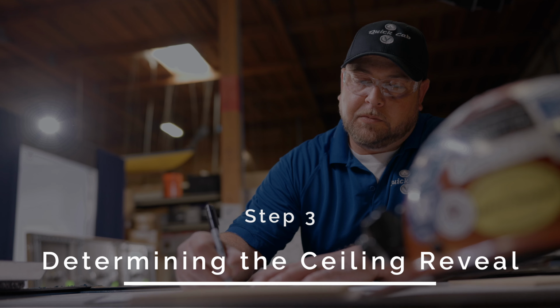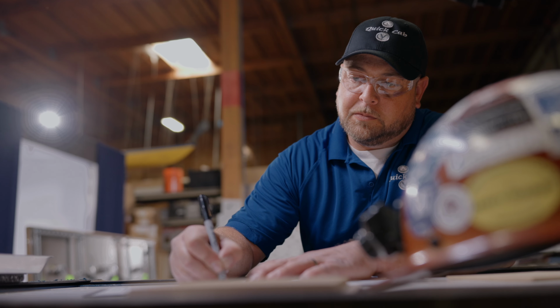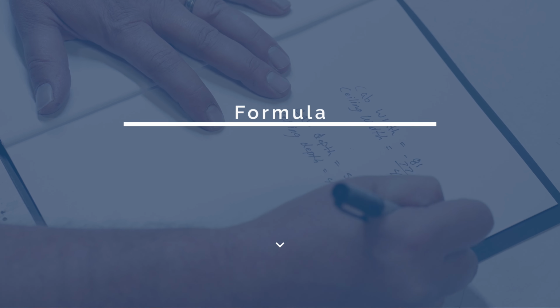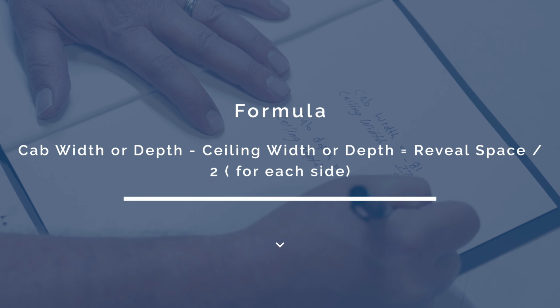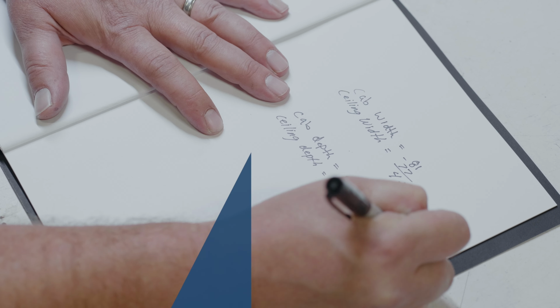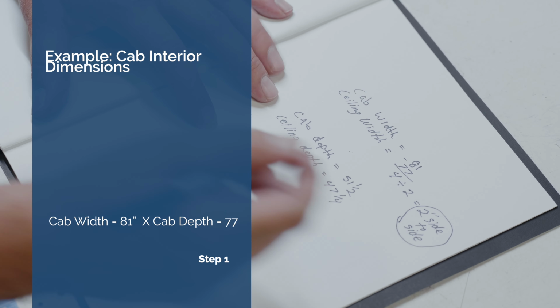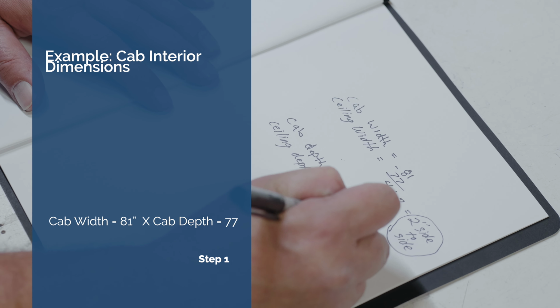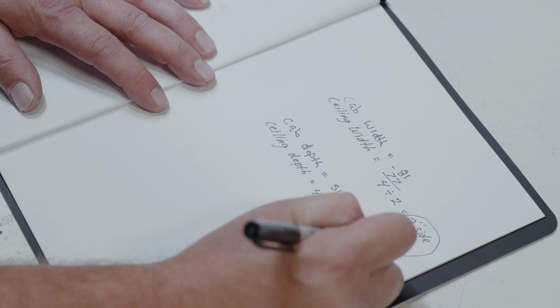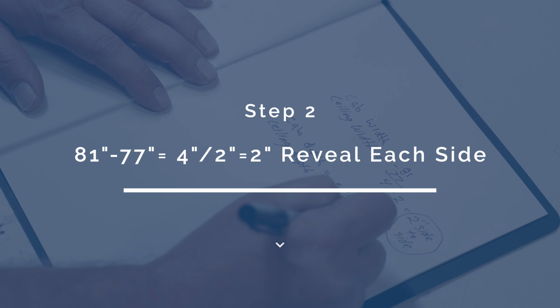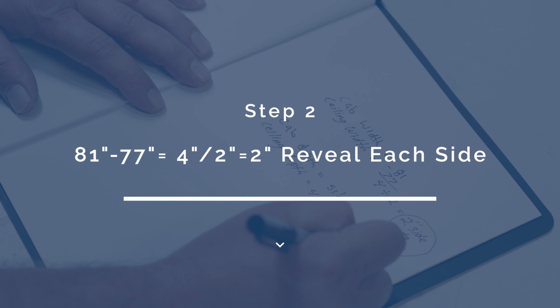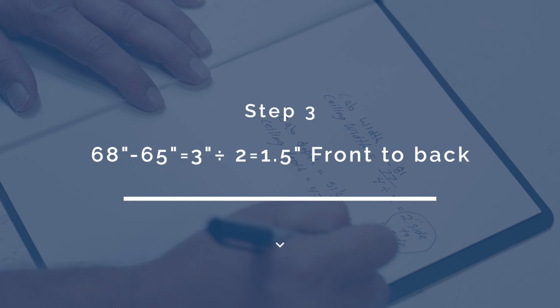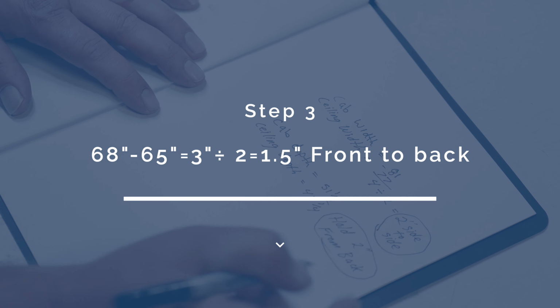Step 3. Determining the ceiling reveal. Use this formula to determine the reveal between the ceiling and the cab walls. Using our example, the space between the ceiling and the cab wall will be 2 inches at each side wall and 1.5 inches at the front and back.